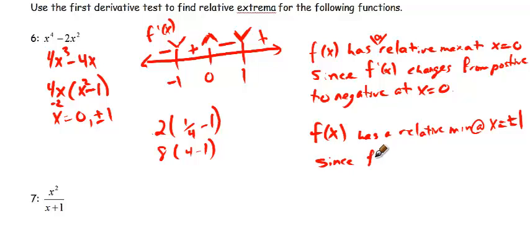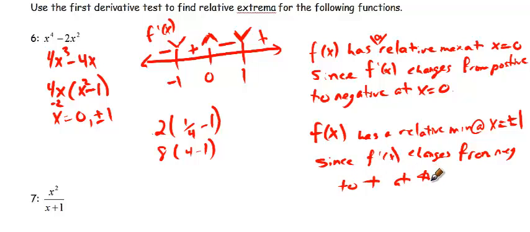Since f prime of x changes from negative to positive at those points. So that's very important that you write the full sentence out. You say where you have the relative maximum, minimum, and why.